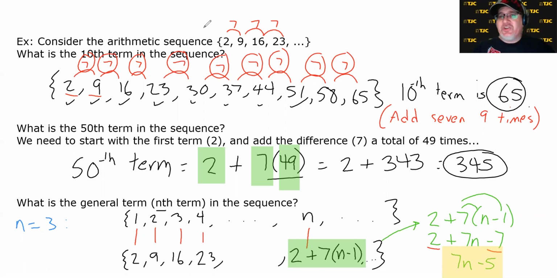So we do have the correct general term, the nth term, if you will. And either one would be correct: the one down here, 2 plus 7 times n minus 1, or the cleaned up version where we distribute to get rid of the parentheses and then combine like terms. So how do we do this in general?